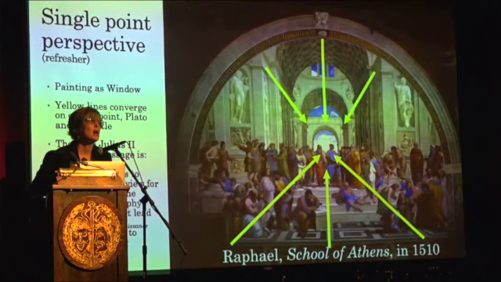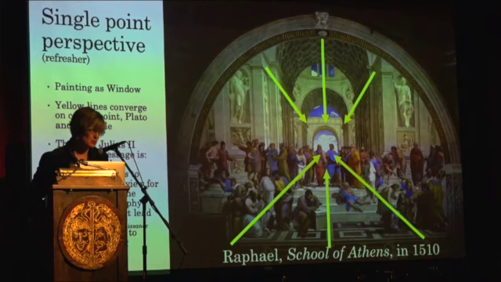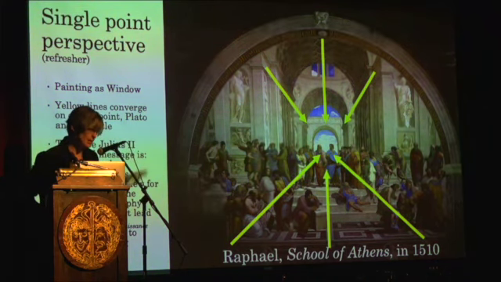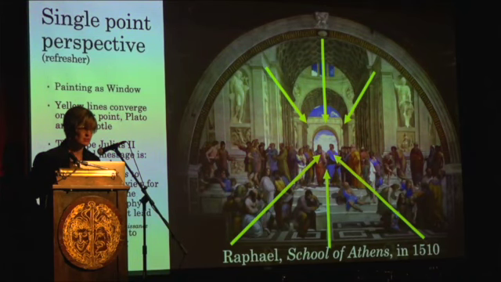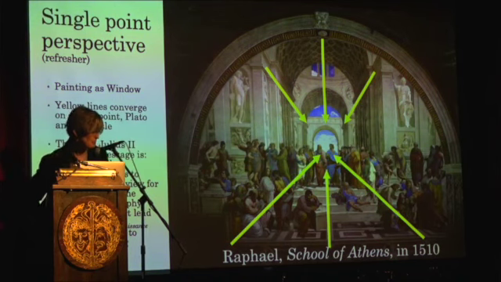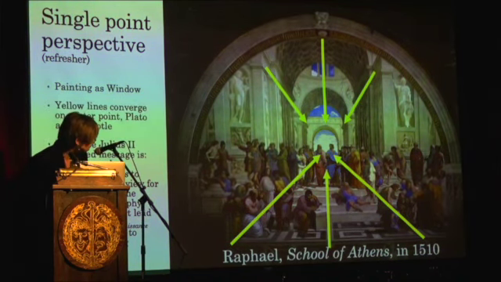Okay. You guys probably all know what single point perspective is, but maybe we need a refresher. This is the School of Athens. It's in the Vatican by Raphael. Does anybody know this picture, seen it in person? Oh, I'm so glad I included it. Okay. All right, so the Vatican.